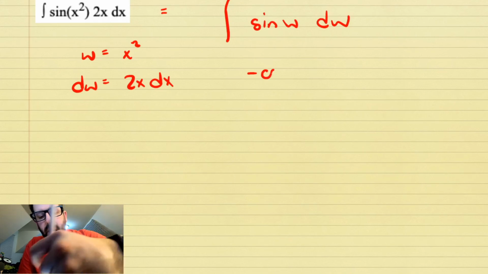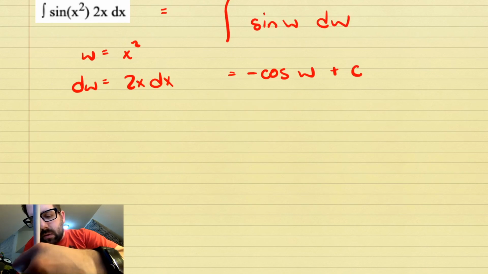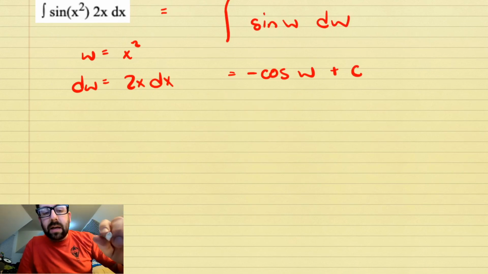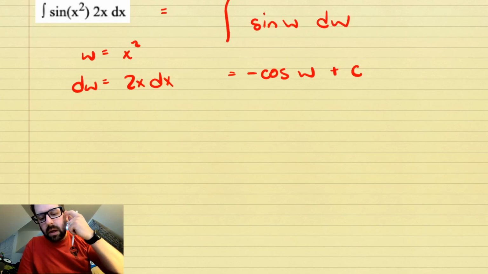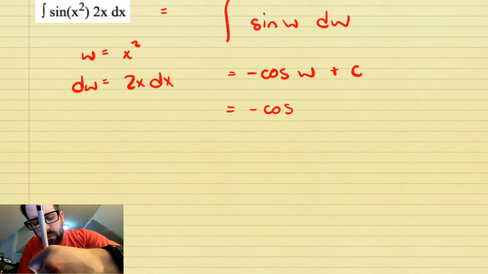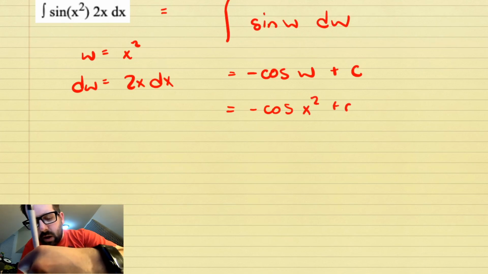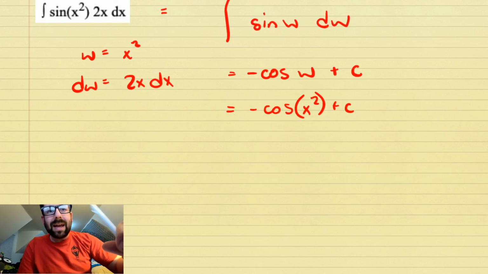The antiderivative of sine is negative cosine of w plus c. That's the antiderivative of sine, because if you take the derivative of cosine, you'd get a negative sine, so negative would make it positive. So you have to remember how the derivatives work. So substituting back in what my w was, an x squared. And there you go. There's my answer.